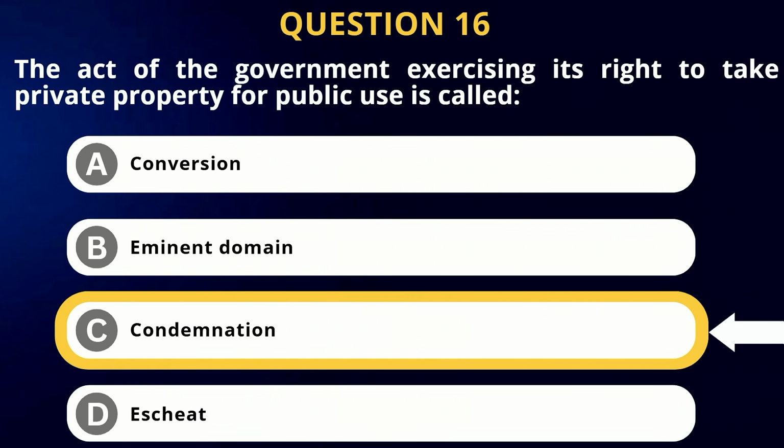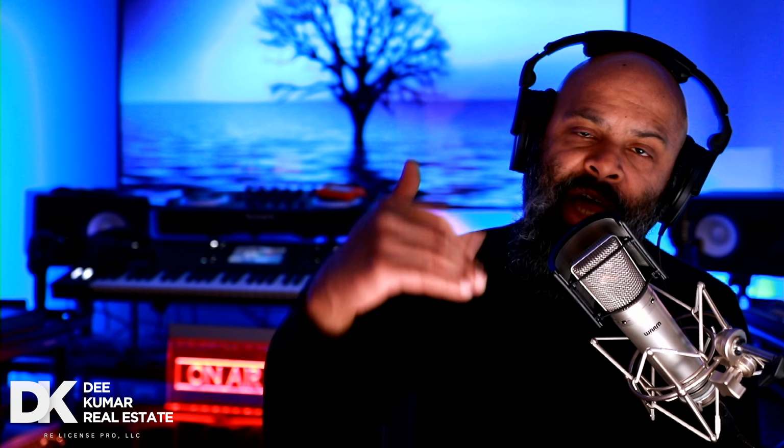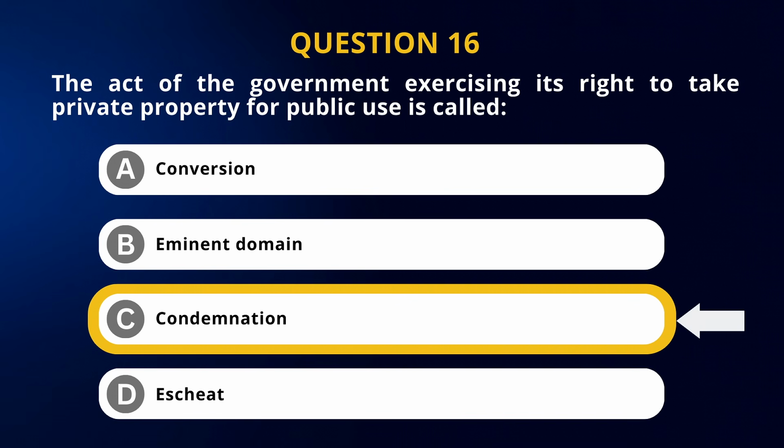Conversion is a vocab phrase that you see when it comes to using trust money from a brokerage firm. That's conversion. So there's commingling and conversion. And then escheat is the government's right to take property when somebody dies without a will and has no heirs. That's a government power known as escheat. But eminent domain and condemnation, you want to know the difference here. The condemnation definition is the act of government exercising its right. The right of government is eminent domain.